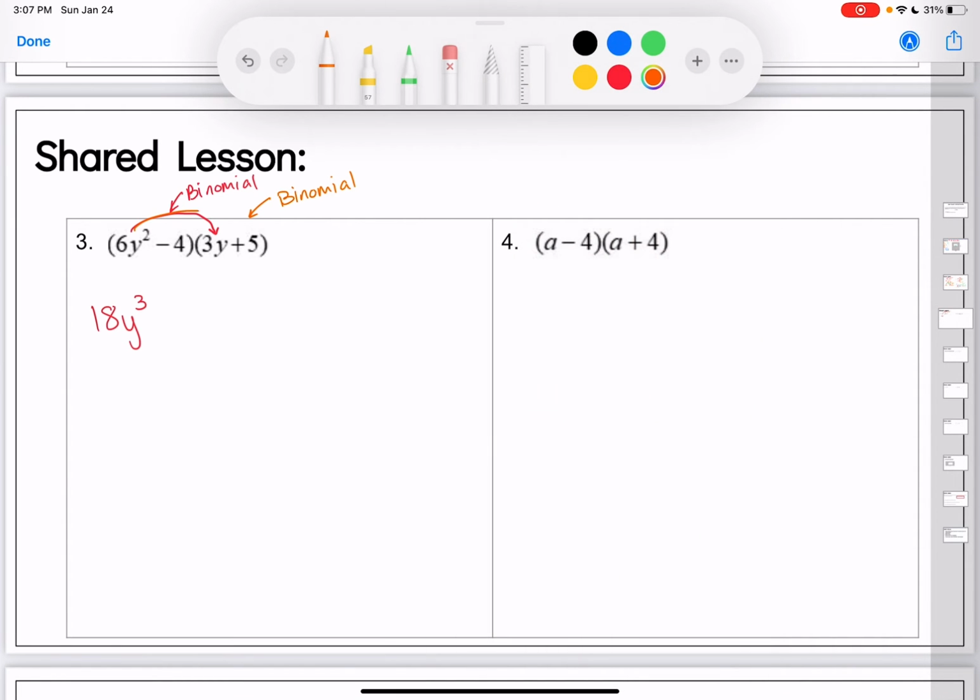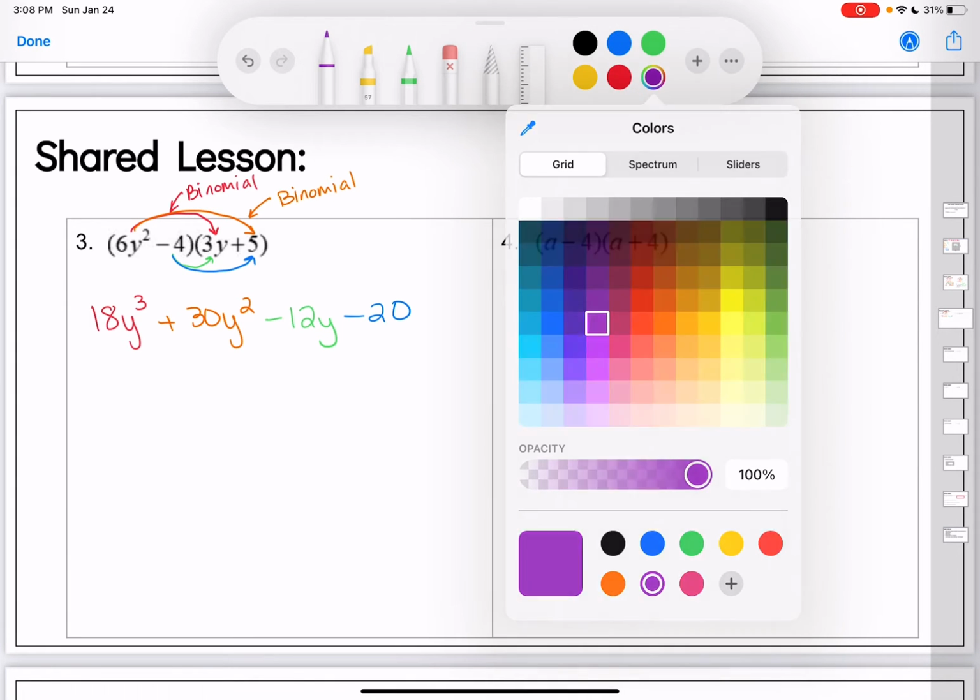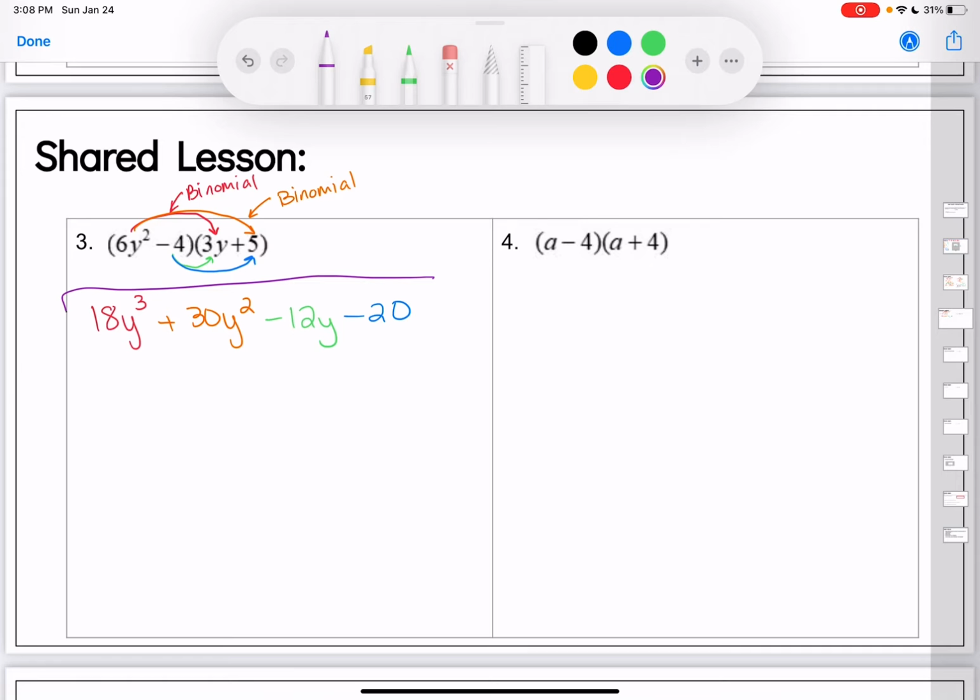And then I have 6y squared times 5 gives me 30y squared. Now I take my second term. I get negative 4 times 3y is negative 12y. I have negative 4 times 5 gives me negative 20. Now I just wrote that in order because I wanted to show you what it would look like. But also notice in this one, no like terms to combine. So that is our final answer, and it's written in standard form.